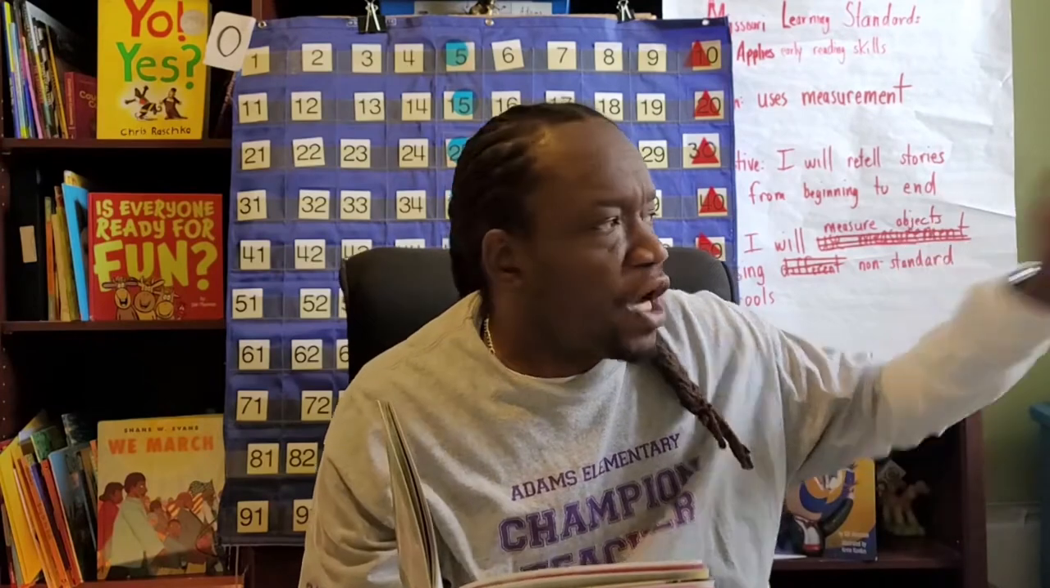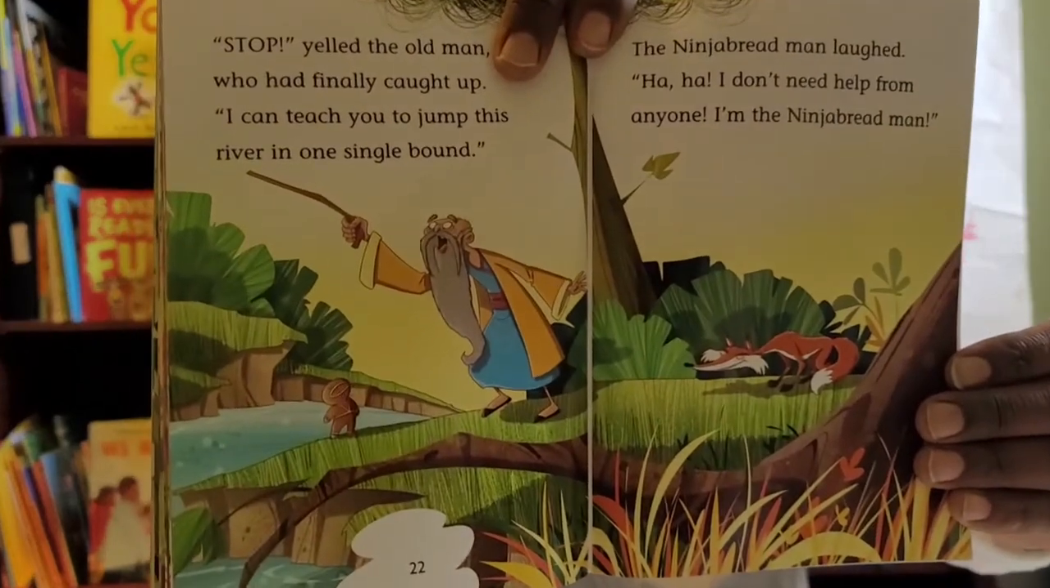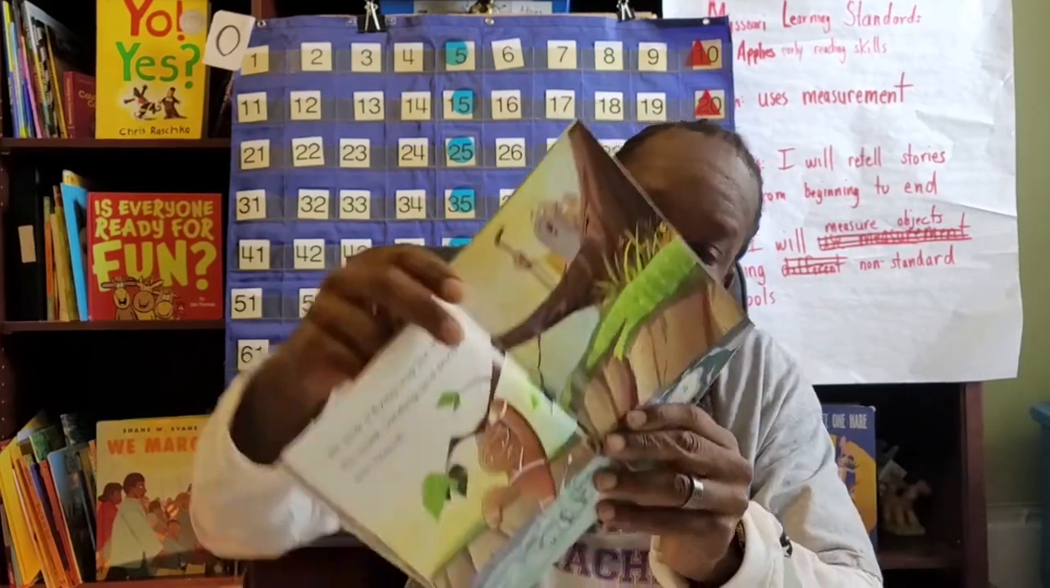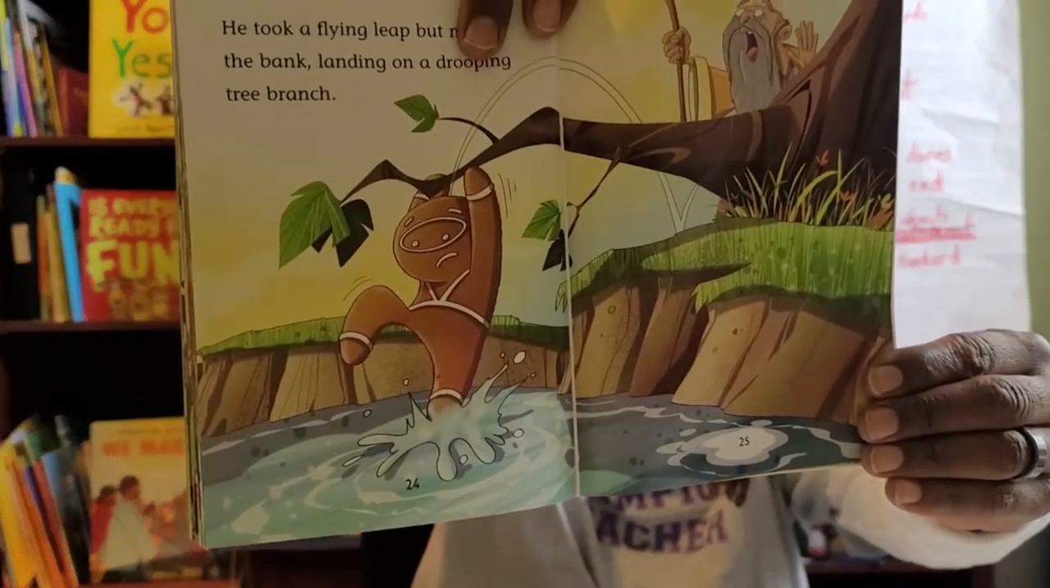Stop! yelled the old man, who finally caught up. I can teach you how to jump in one single bound. The Ninjabread Man laughed. I don't need help from anyone. I'm the Ninjabread Man. He took a flying leap, but missed the bank, landing on a drooping tree branch. To his surprise, the old man leaped across the river, grabbing the Ninjabread Man's arm and taking him safely to the other side.